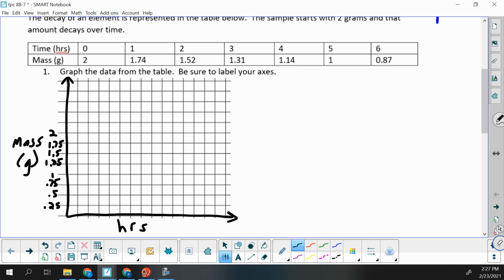And then down on the x-axis, we'll just go by 1s. We've got to get up to 6. So we've got 0, 2, 1, 1.74, 2, 1.52, and we'll keep going just plotting each of those.